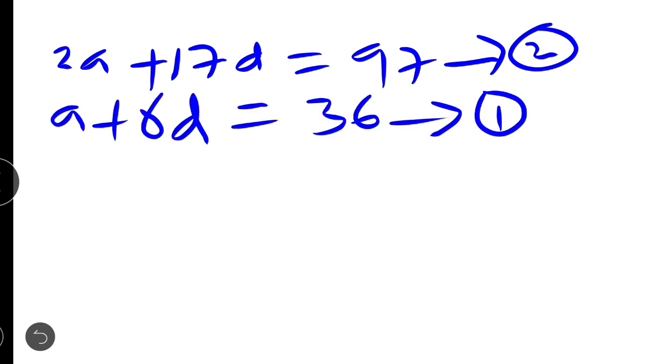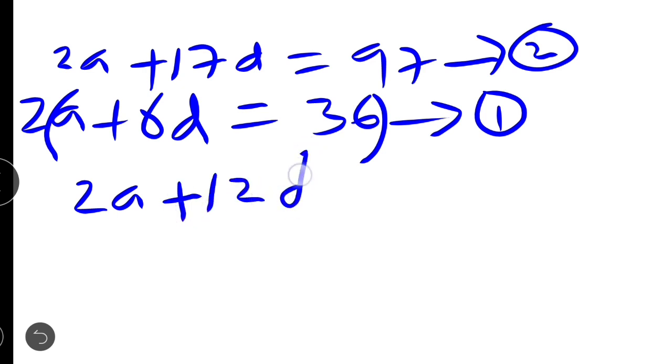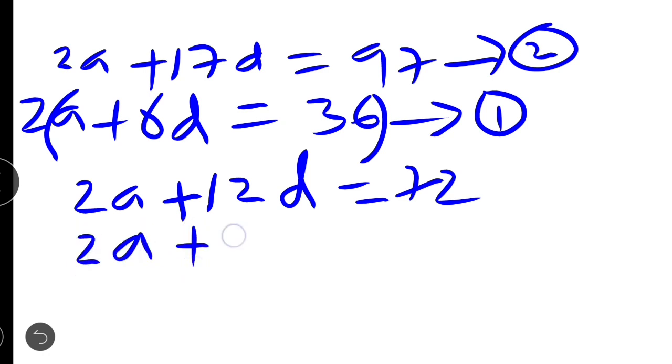When using the elimination method, we require the same coefficient to cancel A, but here the coefficients are different. So what I am doing here is, 2A is there, so I am multiplying the total equation by 2. Then 2A, 6 twos are 12D, and 36 twos are 72. Now write the second equation below it. It is equal to 97.